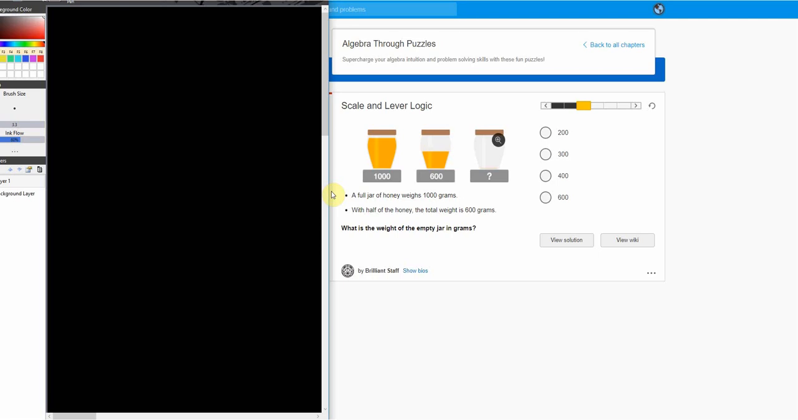Okay, well, they're giving us the key information right here in relation to these first two jars. What we can do is subtract 1,000 minus 600. Okay, that's going to give us 400 grams. That's the difference between these two. You're subtracting 400 grams to get exactly half, to get this jar, right? Now to find the total weight of the empty jar in grams, we're just going to subtract 400 grams from 600, because this is exactly half.